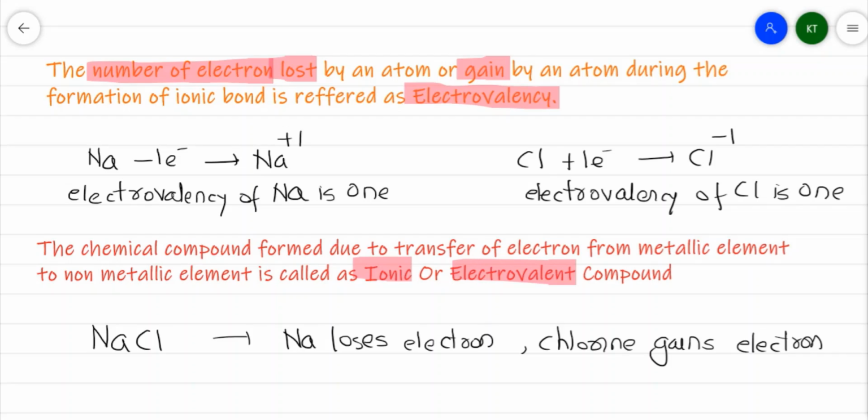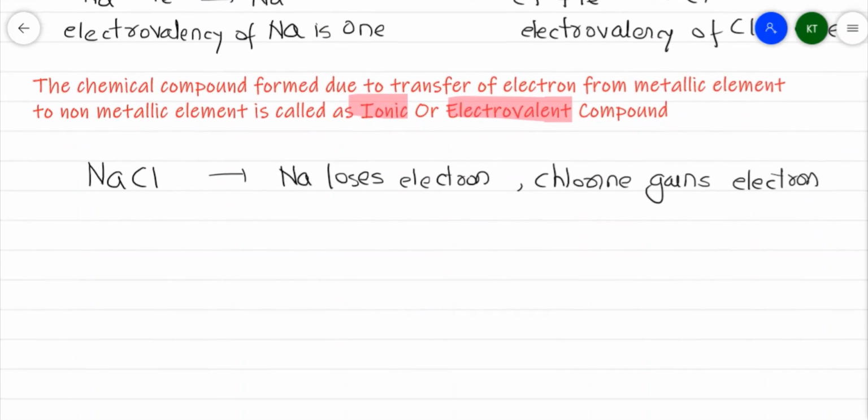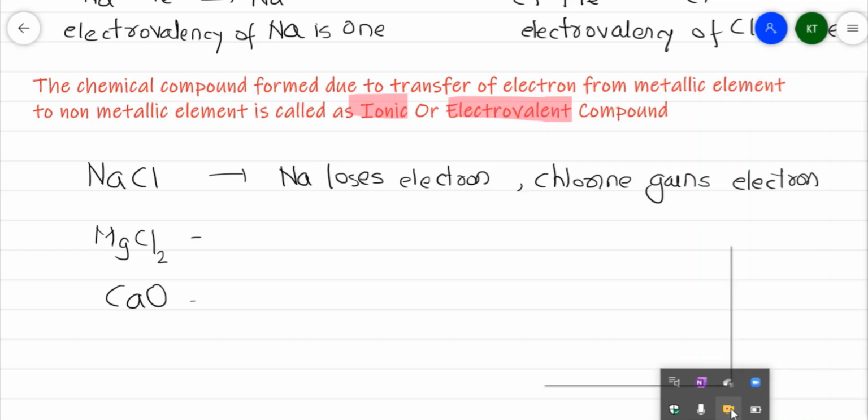Another example related to this is magnesium chloride. There are many examples you can write down, but these are the typical ones which we need to know. So MgCl2, magnesium chloride, is another compound. We have calcium oxide as another compound. Now for these compounds, we have to study how the ionic bond formation takes place in sodium chloride, magnesium chloride and calcium oxide. These examples of bonding we'll discuss in the next video.